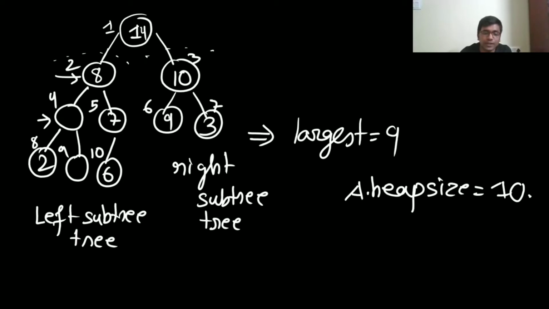And I will make here 1. So 1 here, 4 here. Now see this. Now see, now the tree is max heap.